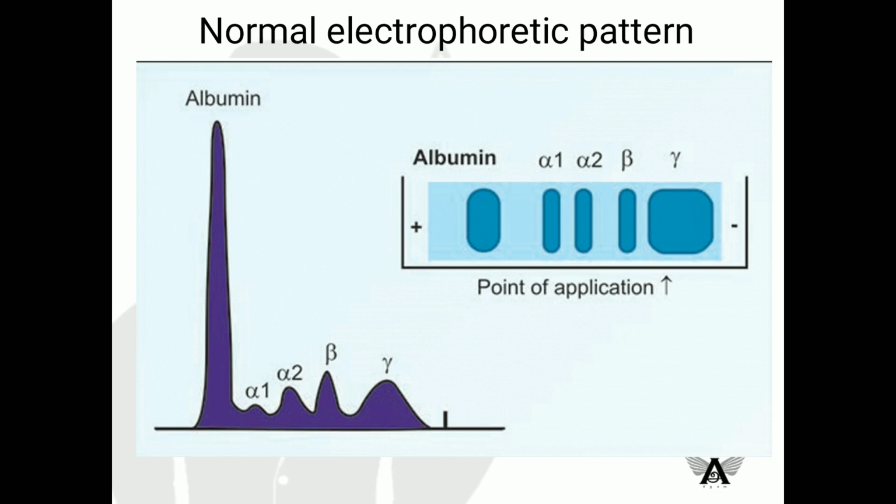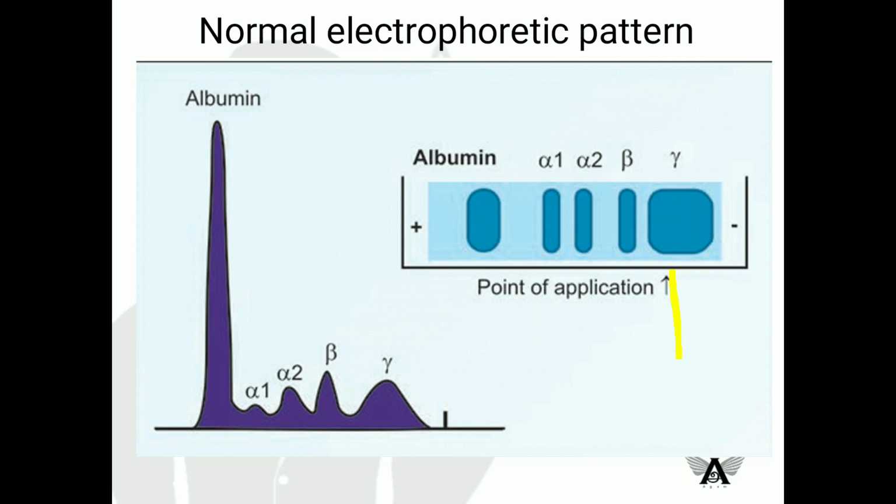Okay, this is the electrophoretic pattern of normal serum. You have to remember this very clearly, understand it. This is the point of application. If you see this, the first band is gamma globulins and the last one is albumin. So gamma globulins have the least mobility while albumin has the highest mobility.